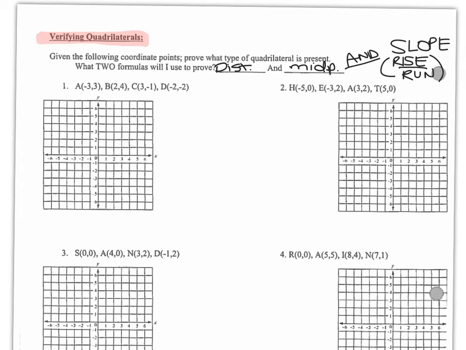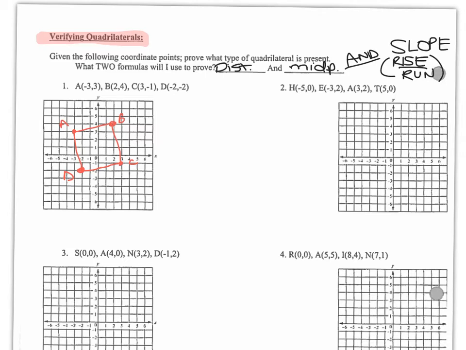Alright, let's plot some of these points. Negative 3, 3, that's A. 2, 4, that's B. 3, negative 1, that's C. And negative 2, that's D. I'm not going to connect my dots.